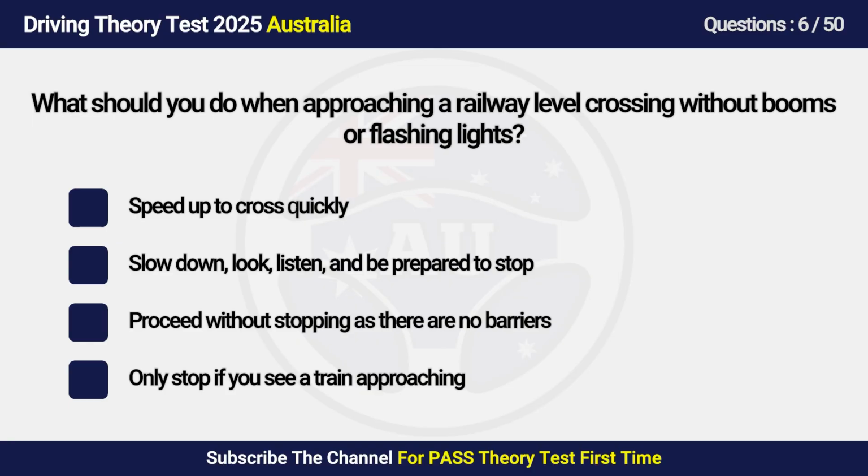Question 6. What should you do when approaching a railway level crossing without booms or flashing lights? A. Speed up to cross quickly. B. Slow down, look, listen, and be prepared to stop. C. Proceed without stopping as there are no barriers. D. Only stop if you see a train approaching.